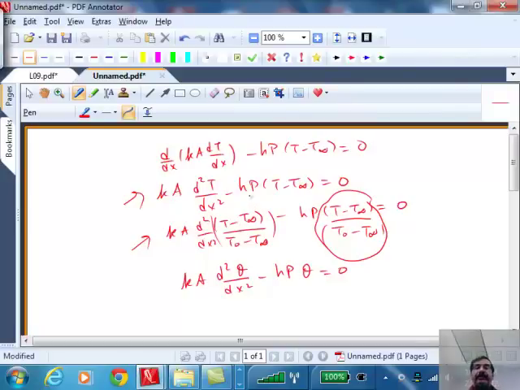Why did I introduce this? Good question. Because T infinity is a constant and it is inside the derivative, right? So if I have, for example, d²T/dx² minus d²T infinity/dx², that is the same as d²/dx² of T minus T infinity, right? Now d²T infinity over dx² is zero.